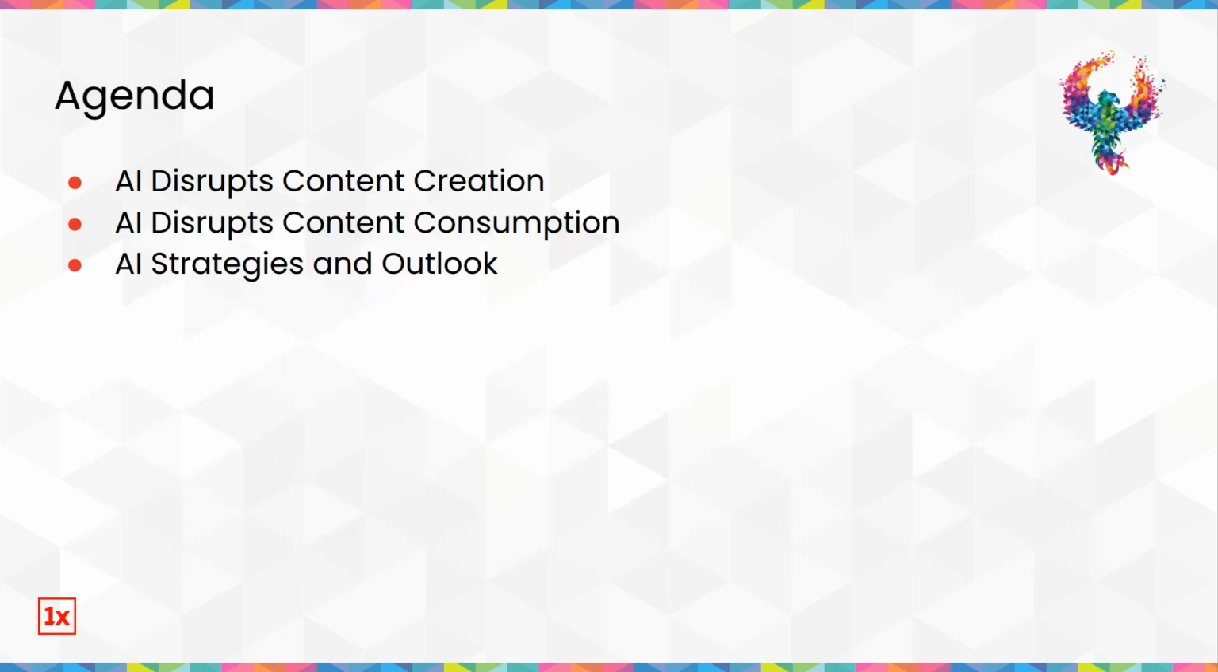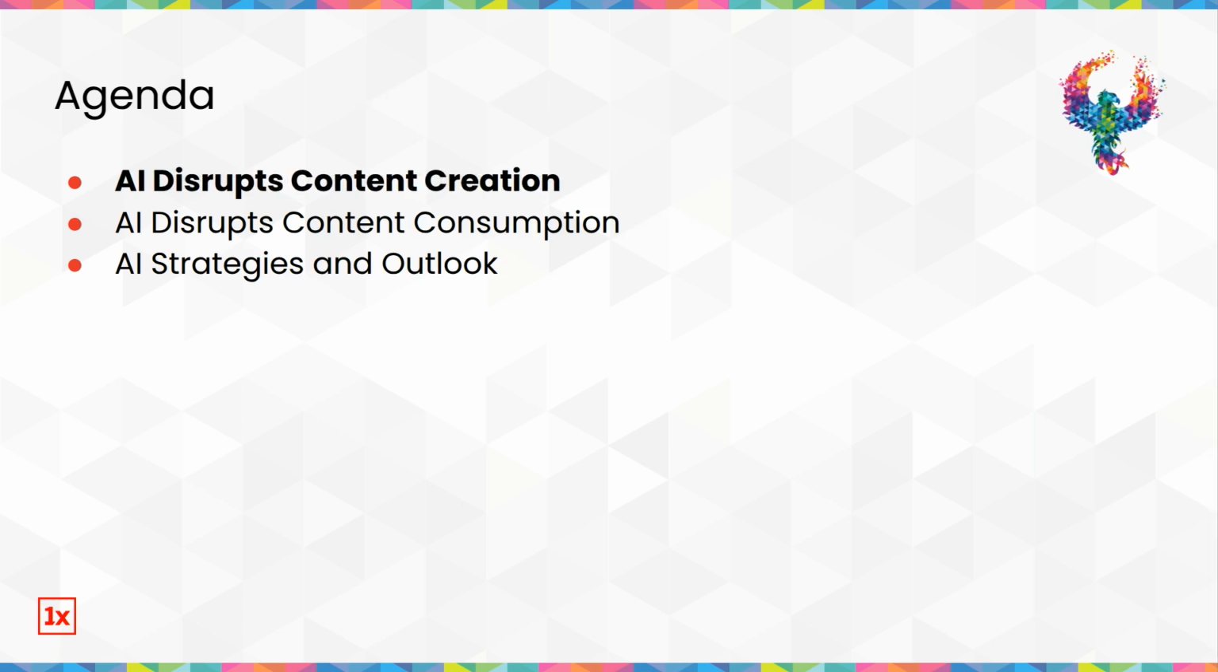For today's agenda, I've structured it in three parts. First, let's talk about how AI helps you with content creation. But then let's turn it around and look at content consumption. How do you actually consume content today? That's the flip side of it. And then we talk about AI strategies that you could implement, or what you could use, or what you could think of, like where this is going and what you would want to do.